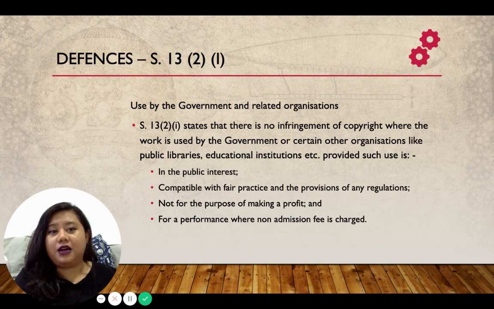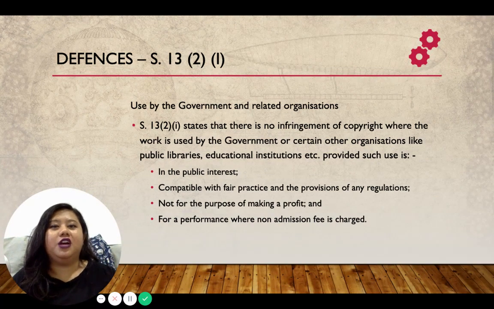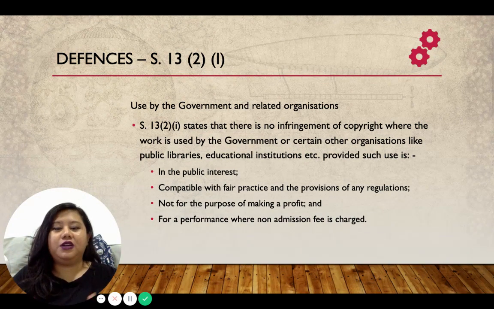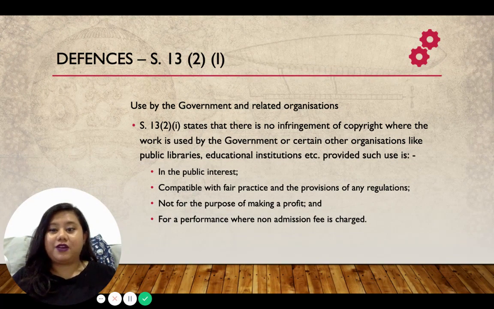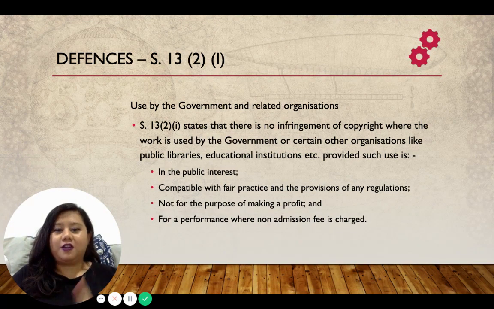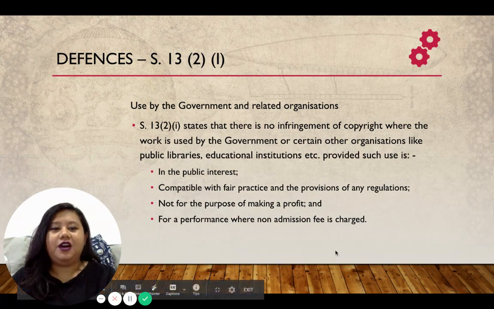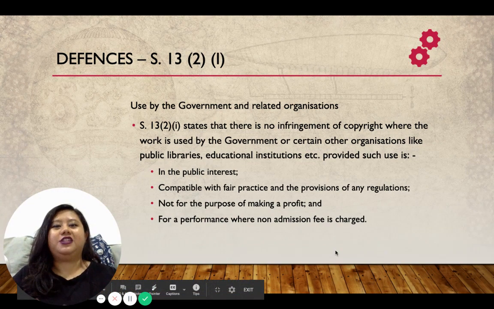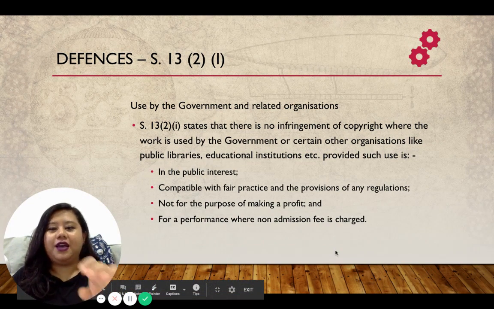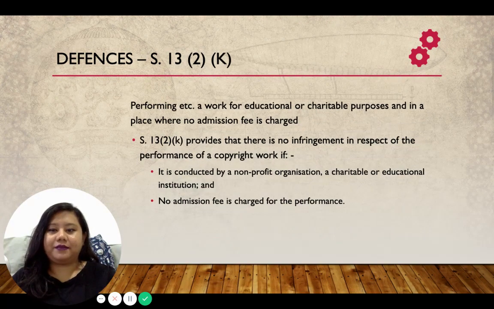For example, if the government wants to promote Malaysia and the film industry, maybe we can show some snippets of our work, of our people, our talent outside. So those are usually for promotional purposes, and that's very good. As long as it is for public interest, compatible with fair practice, and these 4 criteria, basically the government can take and use our work and use this defense.